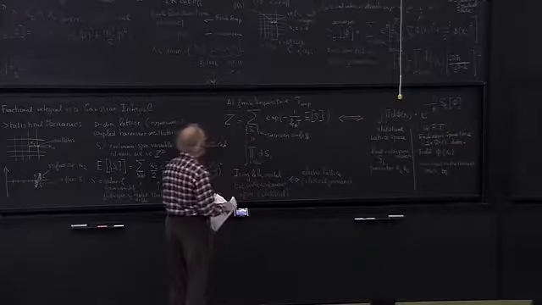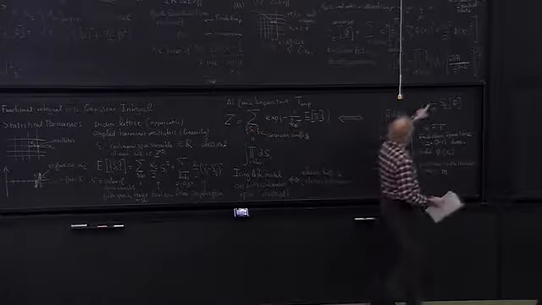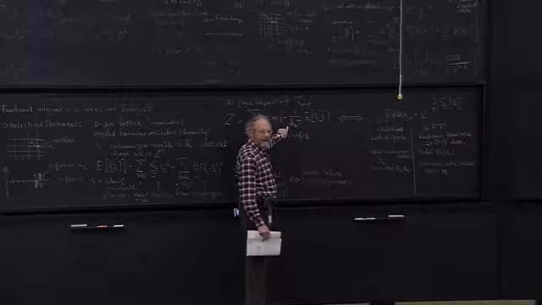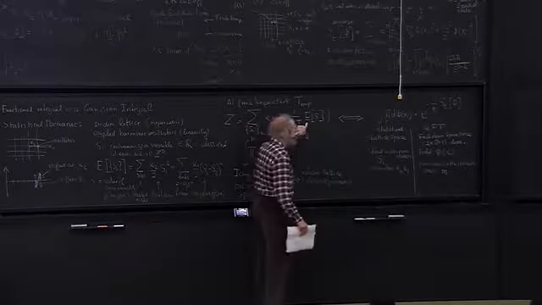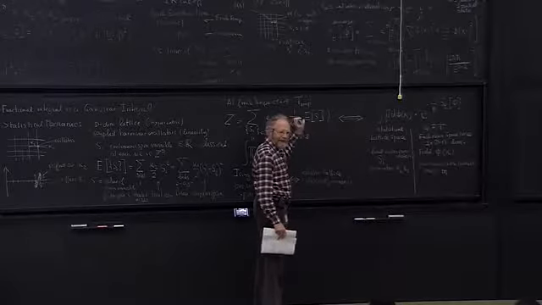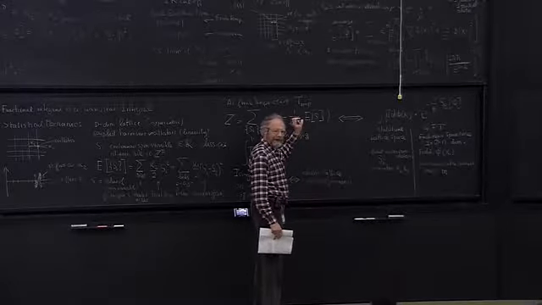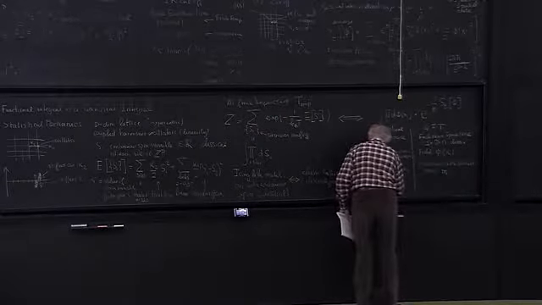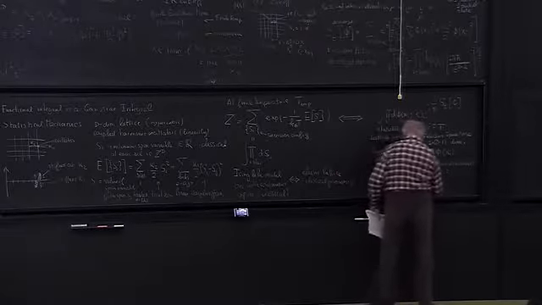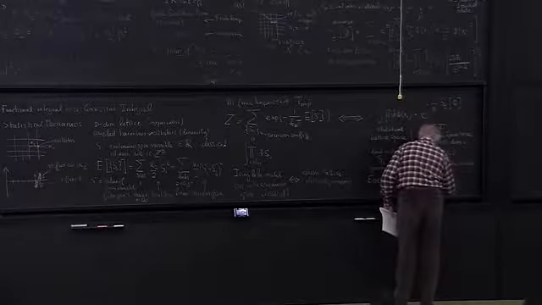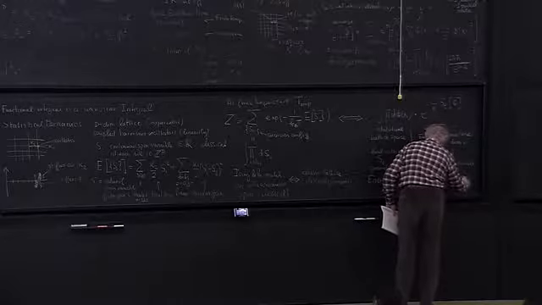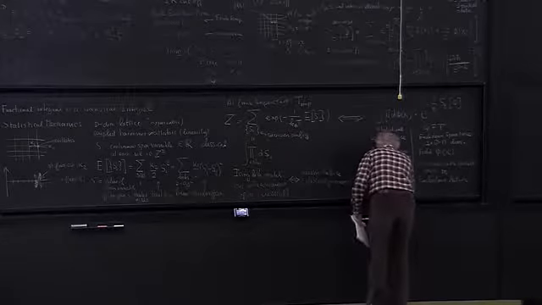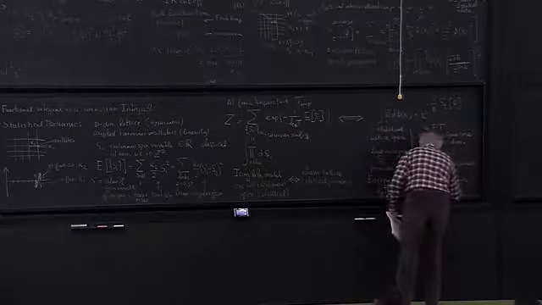Now, what is most important is that the 1 over h bar here corresponds to the 1 over kBT. And E, the energy of a microscopic configuration, corresponds to the action. So the energy corresponds to the Euclidean action. And kBT corresponds to h bar.